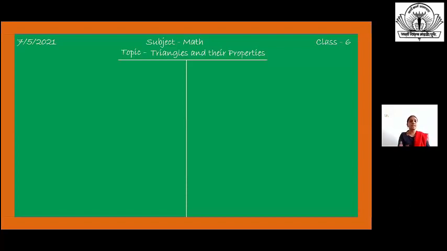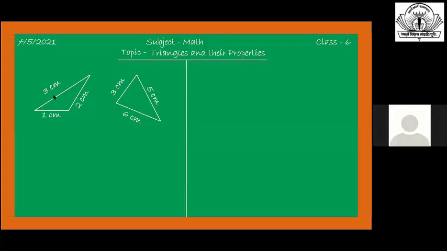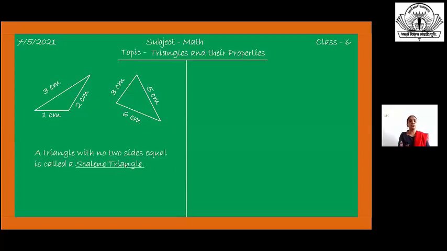So in a triangle, if all the three sides are of different lengths, then such a triangle is called a scalene triangle. Like if you see these two triangles here, each side is having a different length. This is 3 centimeter, this is 1 centimeter, and this is 2 centimeter. So each side is of different length. A triangle with no two sides equal is called a scalene triangle.